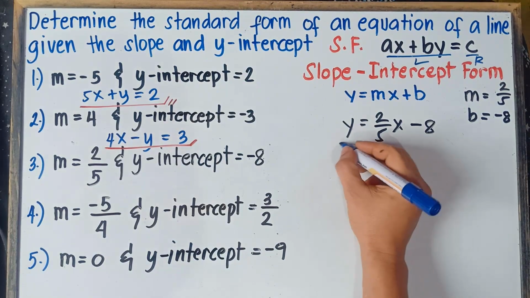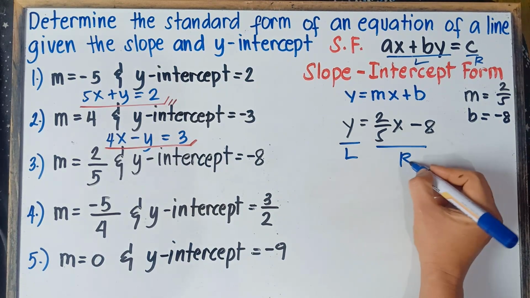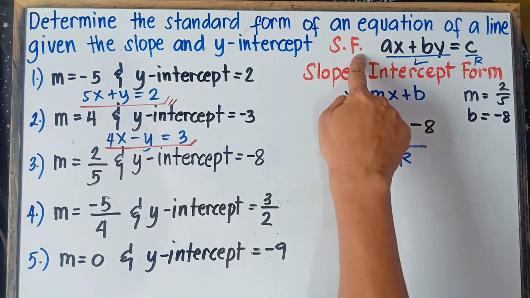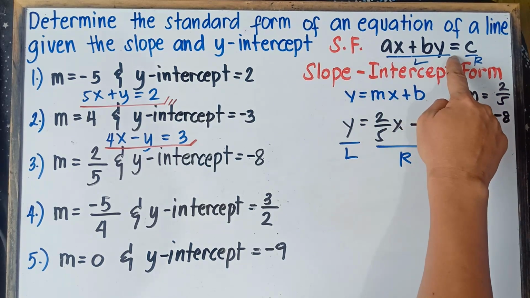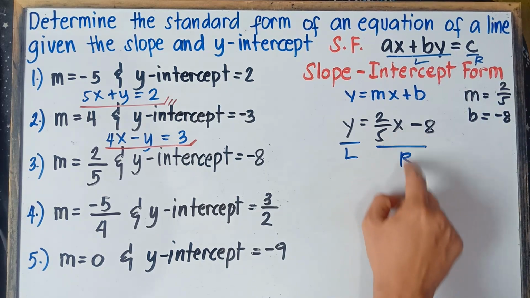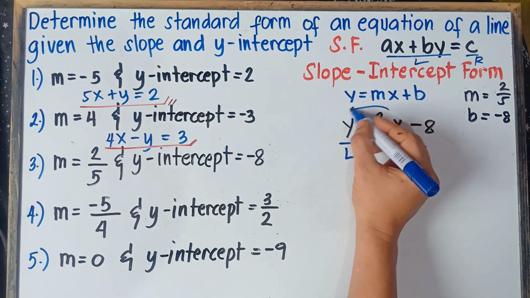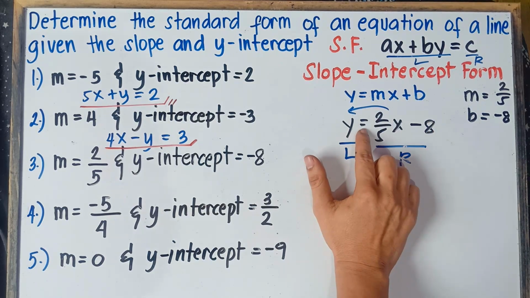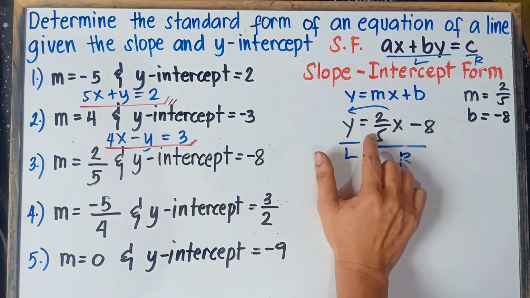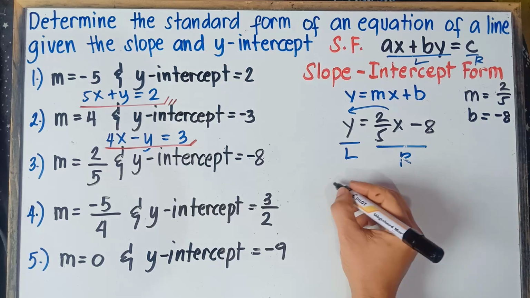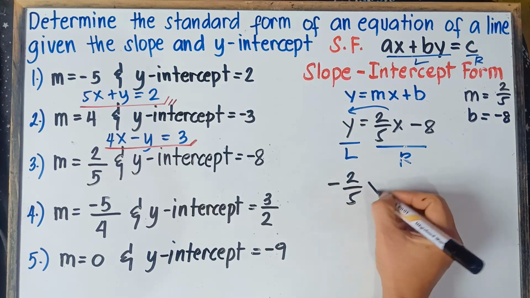Alright, so once again, this is left and then this is right. We need to follow the standard form. X and y will be on the left side of this equal sign. So x is on the right, therefore we need to transpose x from right to left. Once you transfer across this equal sign, you change the sign. This is positive 2 over 5x, it will become negative 2 over 5 and then x.